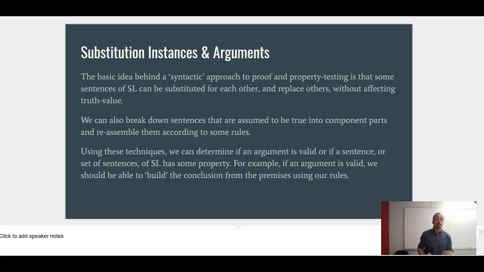So using these techniques, substitution and breaking down, we can determine whether an argument is valid or whether a sentence has some property. For example, what I mean here is that if an argument is valid, I should be able to build the conclusion from the premises using our manipulation rules, the rules that let us break down sentences into component parts or substitute them with logical equivalence. So it's going to be a bit more creative, a bit more open, and frankly, for me, a lot more fun.